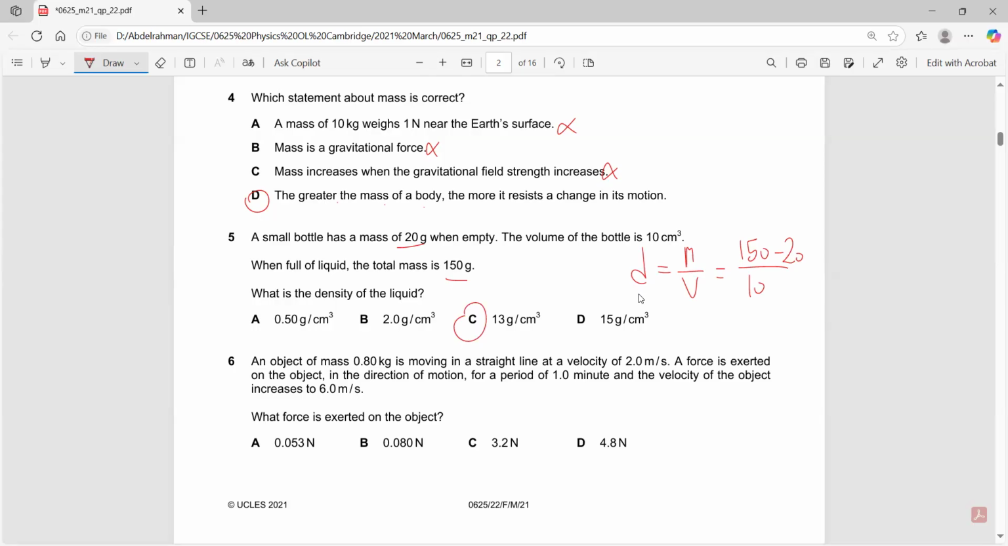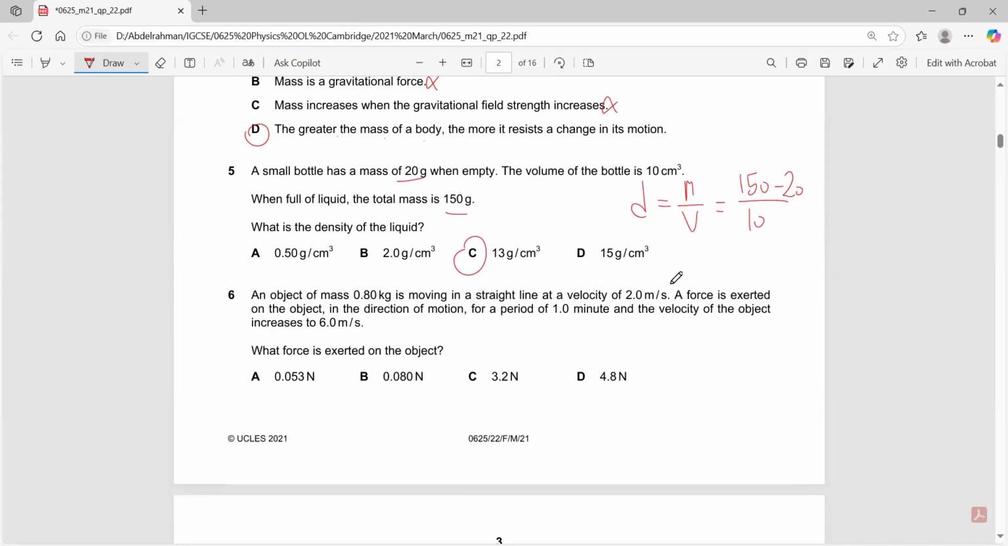An object of mass 0.8 kilograms is moving in a straight line at a velocity of 2 meters per second. Okay, a force is exerted on the object in the direction of the motion for a period of 1 minute, and the velocity increases to 6 meters per second. What is the force exerted on the object?